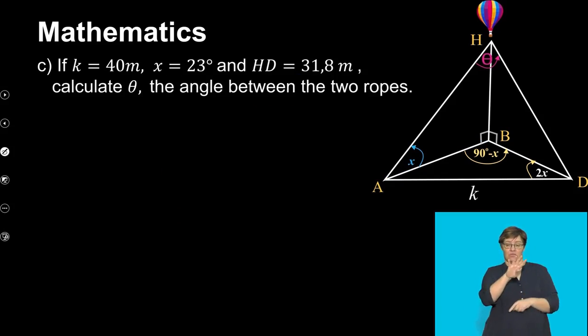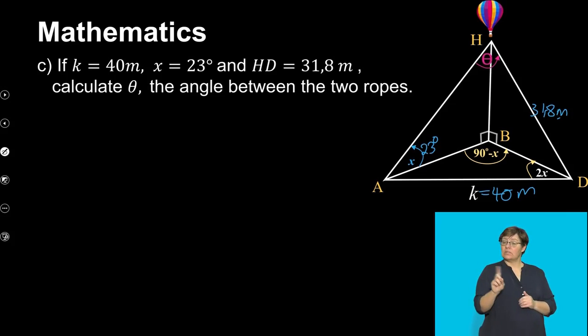Okay, the third part of this question, they're giving us now values to substitute. They tell us k is 40, x is 23, HD is equal to 31,8 meters. Calculate theta, the angle between the two ropes. So let's see what they've given us. We know that k is equal to 40 meters. X is equal to 23 degrees. And they've given us that HD is equal to 31,8 meters. Now remember, they want us to calculate theta.